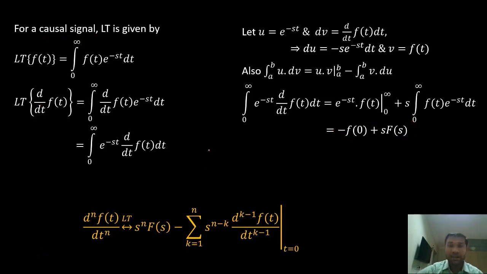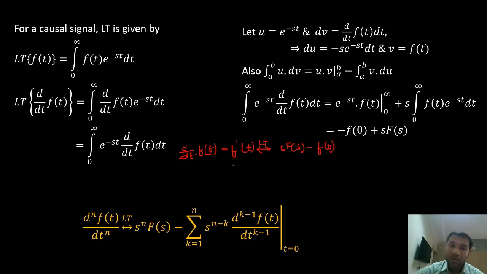So now let us try and write the Laplace transform for differentiation in time domain for n equals 1, 2 and 3. d by dt of f of t is nothing but the first differentiation, f dash of t. What is the Laplace transform in case of a causal signal? It is s into F of s minus f of 0.